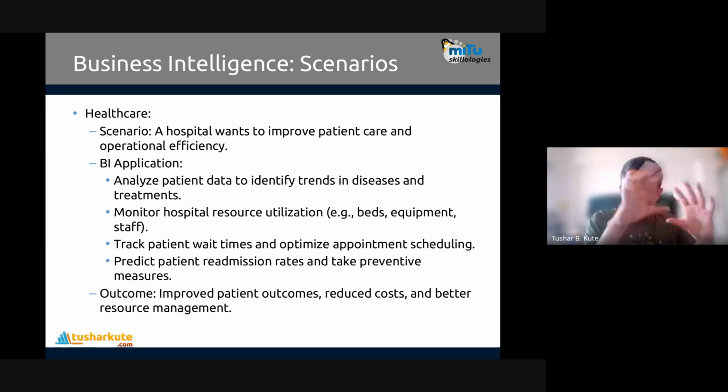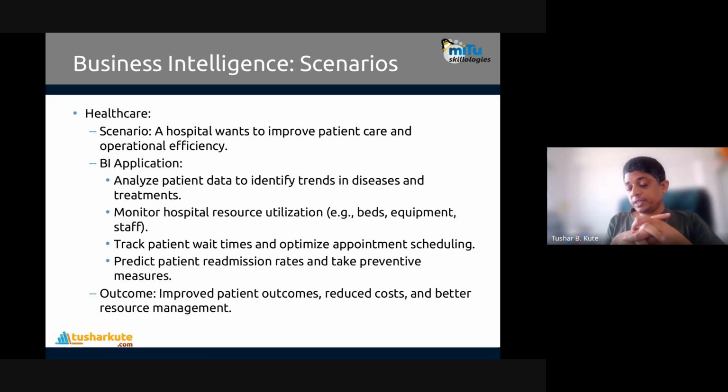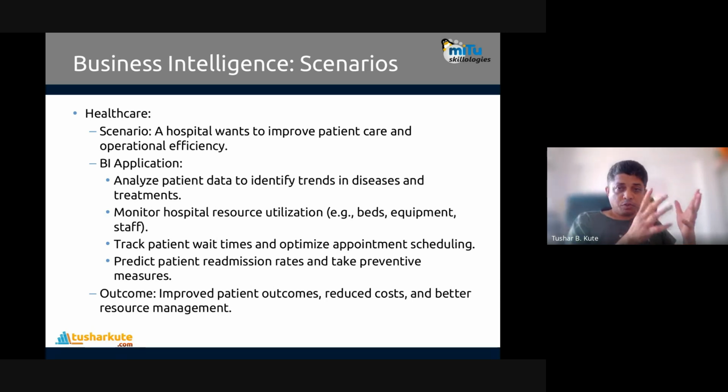They analyze whether these resources are utilized effectively, and track patient wait time and optimize appointment scheduling automatically. How much time are patients waiting, and can we reduce it? We'll decide that. Optimize appointment scheduling so the person gets an appointment as early as possible. And the last one: predict patient readmission rate and take preventive measures. BI tools can do this work. So outcomes are great in the healthcare sector: improved patient outcomes, reduced cost, and better resource management.